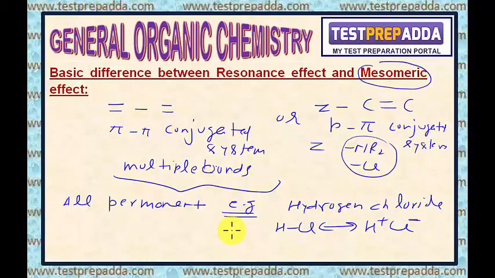So, what can you say? All mesomeric effects are resonance, but all resonance effects are not mesomeric. This is the basic difference between resonance effect and mesomeric effect. Although in the majority of cases the two effects are same, that is why we consider both the effects same. My point is clear? Okay. Now in the next video lecture, I will talk about the applications of mesomeric effect or resonance effect. Okay. Thank you.